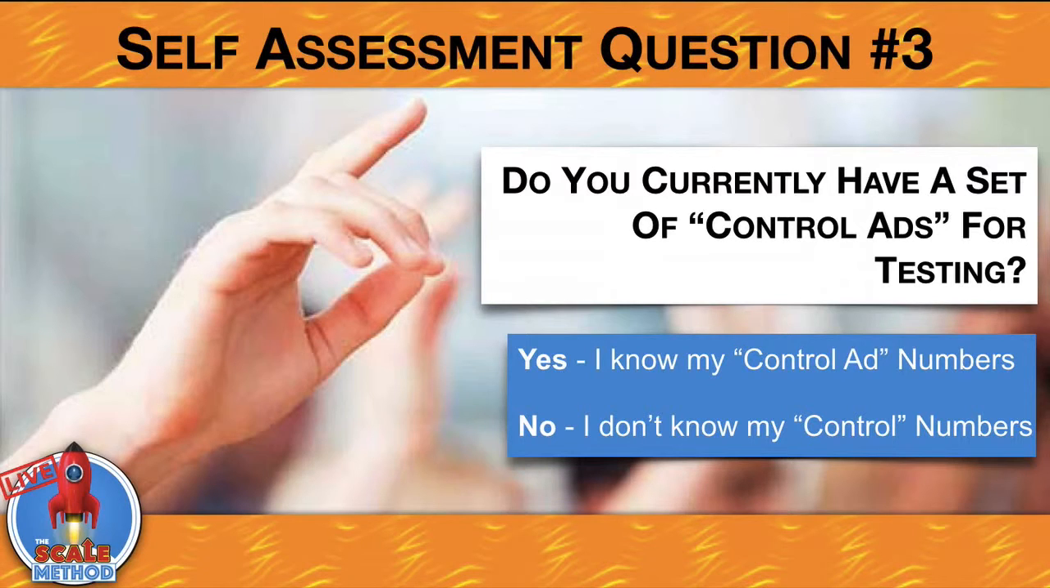So quick self-assessment. Do you currently have a set of control ads for testing? For example, do you know which ads will consistently produce you a certain cost per like, or a certain cost per click, or a certain cost per lead? So do you know your control numbers, or do you not know your control numbers? This is critical. This is like a dashboard on your car. You always want to know where your speedometer is and where your other major dials are to make sure that you're on path to get there.